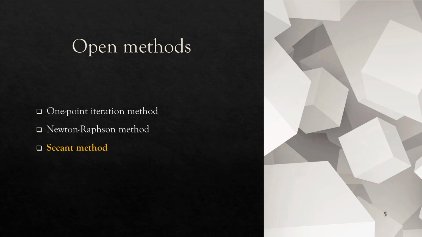Compared to the one-point iteration and Newton-Raphson method, this secant method requires you to have two initial guesses. The previous two methods only require one initial guess, but for secant method, you need to determine two initial guesses, meaning you need more information in order to apply this method. One advantage of the secant method compared to Newton-Raphson is that you don't have to calculate or express the first derivative of the function that we are dealing with.